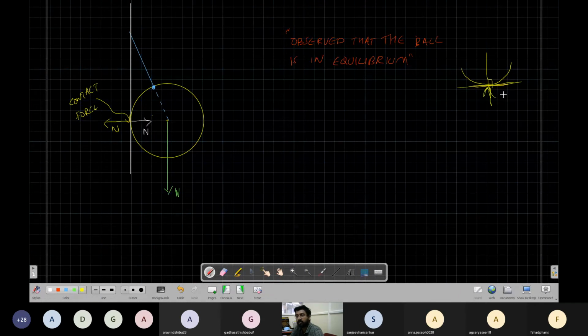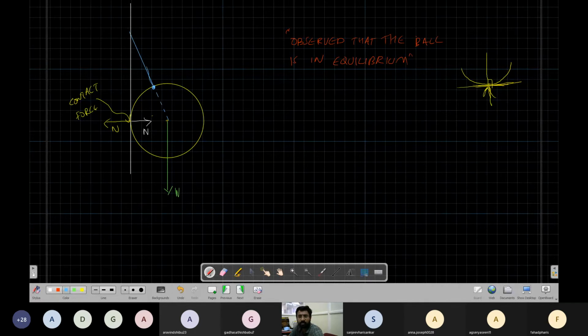Okay, this contact force. So you have to see there is a force which the wall will put on this, and there is a force which the ball will put on the wall. That's why it is in equilibrium. This point is in equilibrium. Okay. Now, as he said, there is a force from the string.